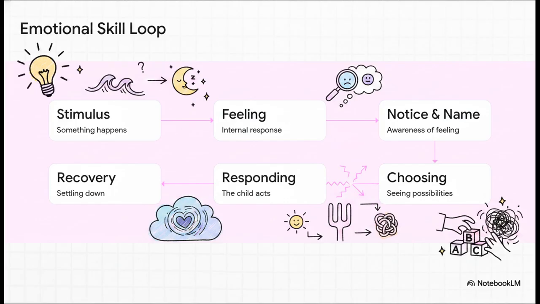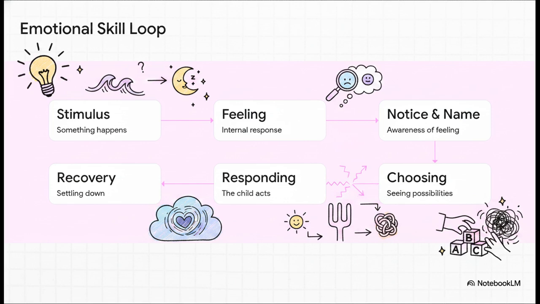So how does a raw feeling actually become a skill? It happens through the 7-step loop. Step 1 is the stimulus. Then step 2, the feeling itself. Step 3, noticing it. Step 4, naming it. Step 5, choosing an action. Step 6, responding. And finally, step 7, recovery. Children move through these repeated cycles constantly.